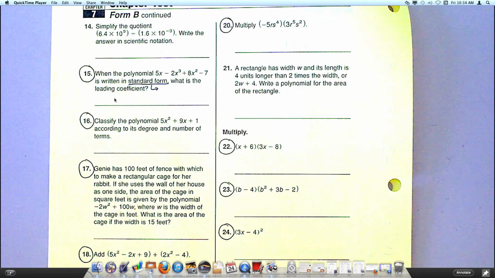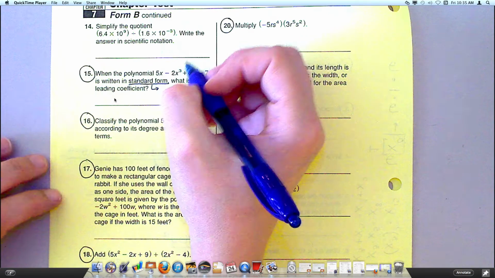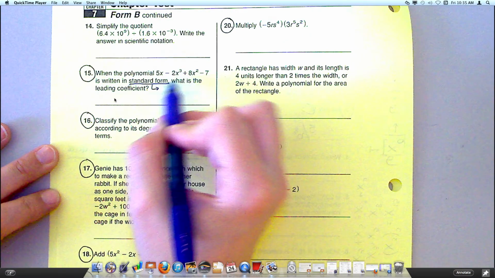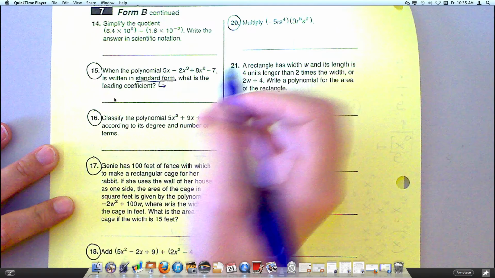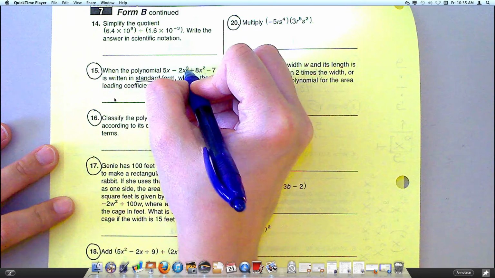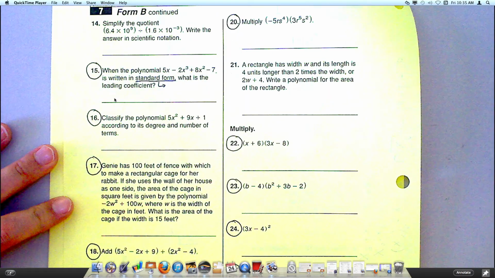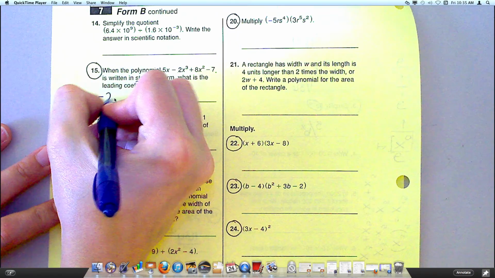How do you put a polynomial in standard form? Largest exponent first. There you go, largest exponent first. We've learned a lot of standard forms: standard form for quadratic, for linear, for lots of different stuff. But the general idea is that you want your exponents to go from biggest to smallest. So the smallest exponent would be the one that doesn't have an x at all. So I would say 2x to the third, and what kind of 2 is that? Negative. So it would be negative 2x to the third.